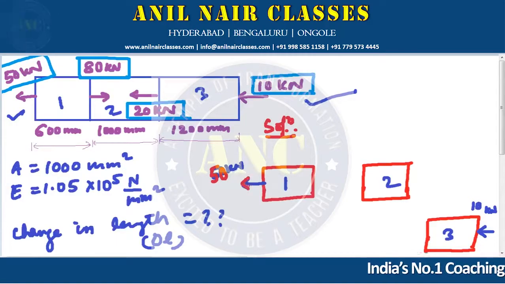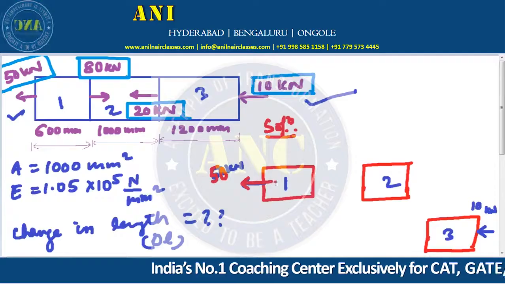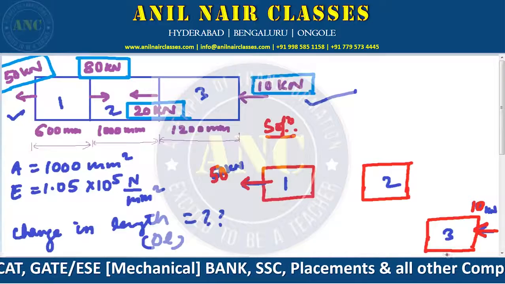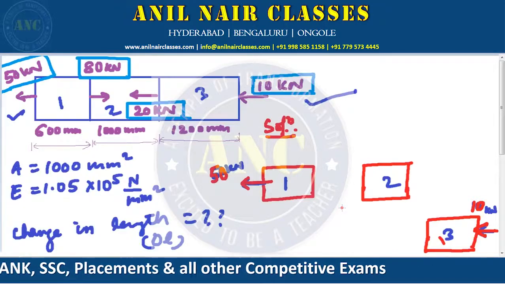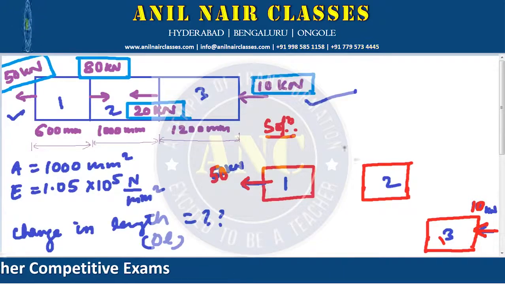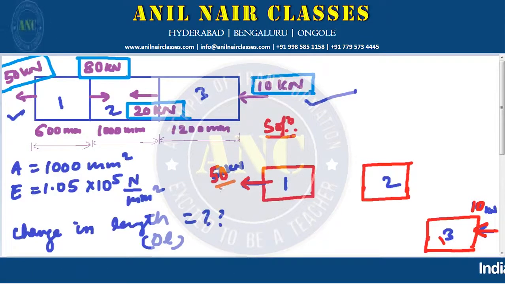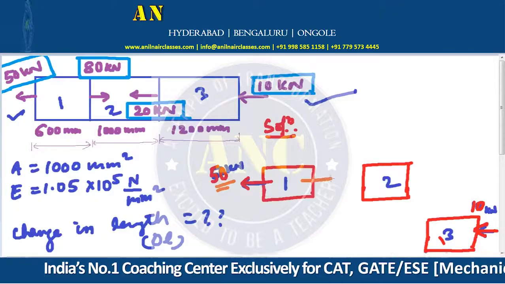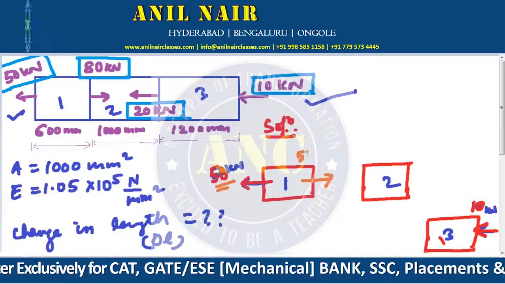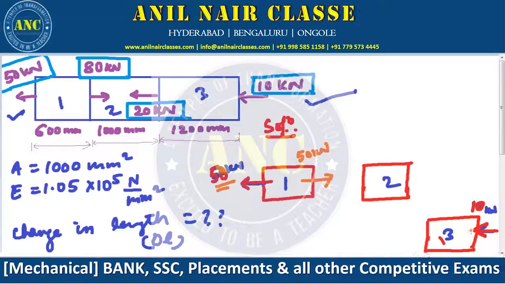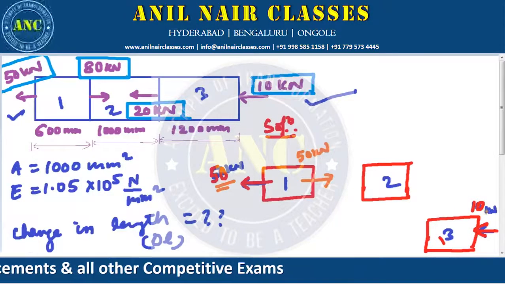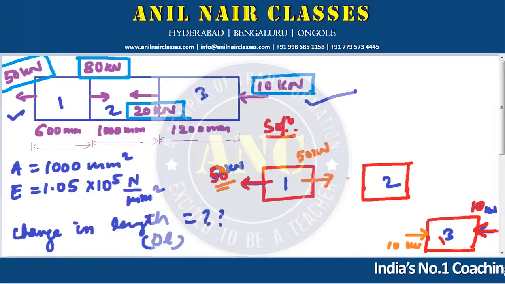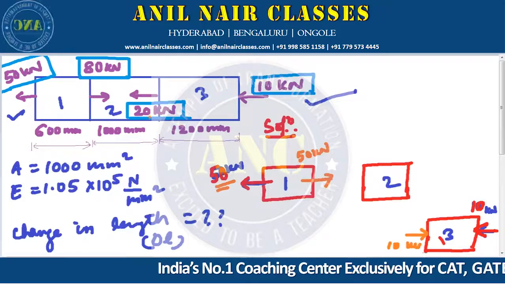It is in the tensile section, right or not? Here it is 10 kilonewton, compressive. This is what you have to do first. Now, if one side of a body is 50 and tensile, then the opposite side of the body will also be tensile, with the same 50 kilonewton. Similarly, in the third case, if one side is compressive, the other side is also compressive, by the same 10 kilonewton.